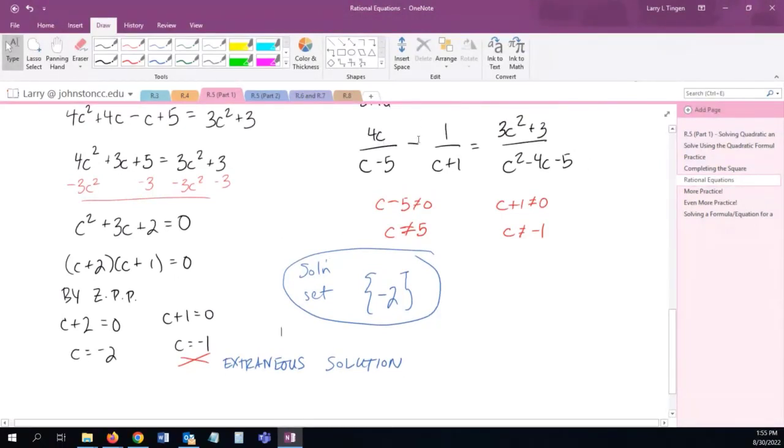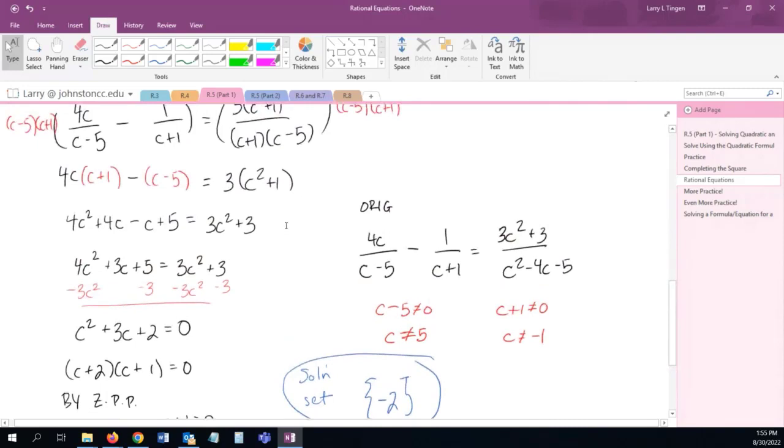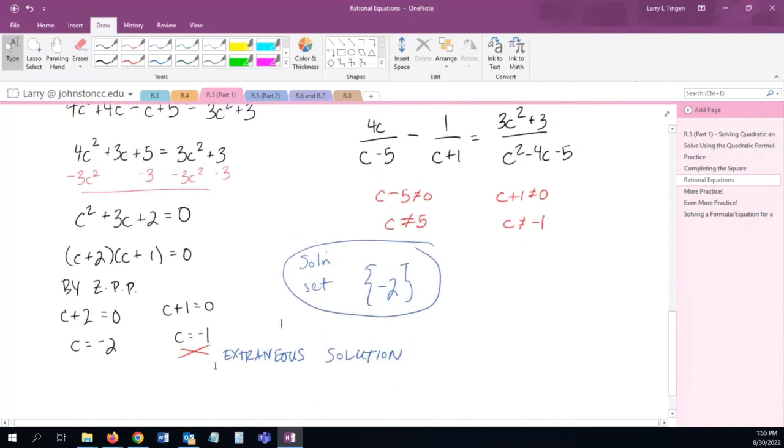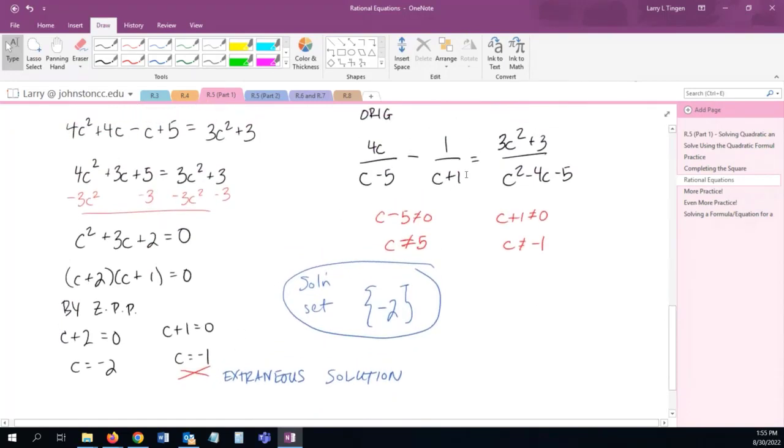I started with 4c over c minus 5 minus 1 over c plus 1 is equal to 3c squared over 3, all divided by c squared minus 4c minus 5. So while -1 is a solution to c squared plus 3c plus 2, I'm actually interested in the solutions to this equation. Yep. All right, so that's what makes it an extraneous solution. When I get to the end of the problem, it appears to be a solution, but when I go back to the original and plug it in, it does not work. So in this case, c equal to -1 is called an extraneous solution.